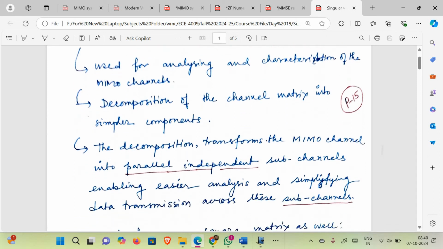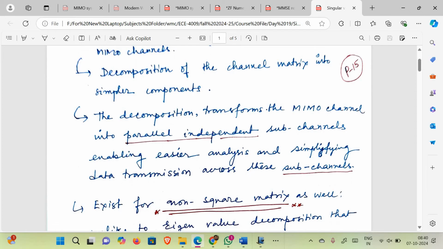So decomposition of the channel matrix into simpler components. That's what the main objective is. All right. So we try to decompose the complex channel into comparatively simpler components, and from each component we extract some information. And that extra information will indirectly give us some information. That's all. Okay. So let's see.